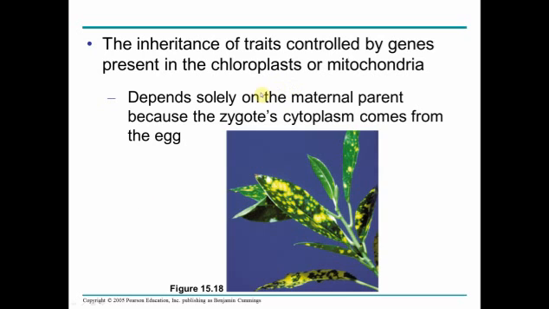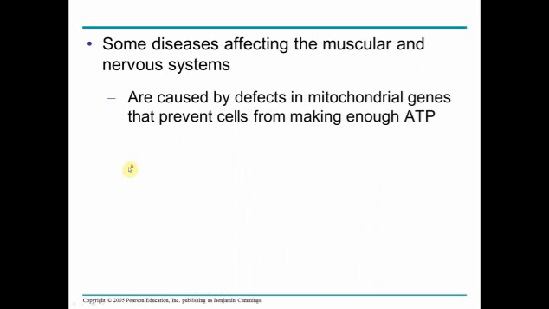And then we talked about previously that the chloroplast and mitochondria have DNA as well. And there are genes, of course, in those that affect development and so on. And then some diseases, such as those affecting the muscular nervous system, are due to issues in mitochondrial genes. We don't entirely know too much about these, but they prevent cells from making enough ATP, and thus the reason why they affect muscular nervous systems, which require significant amounts of ATP. And we are done.